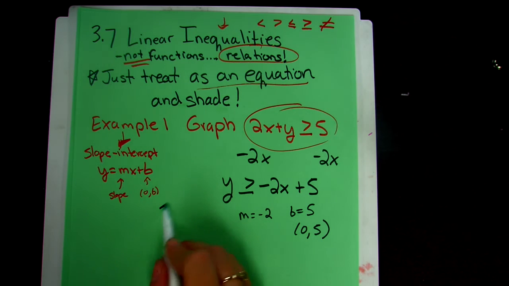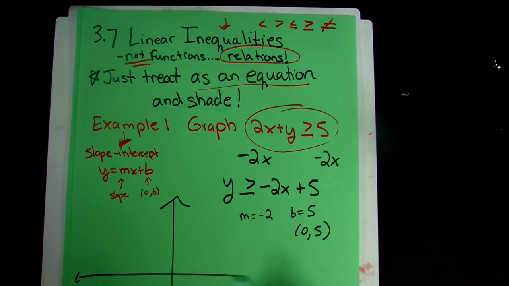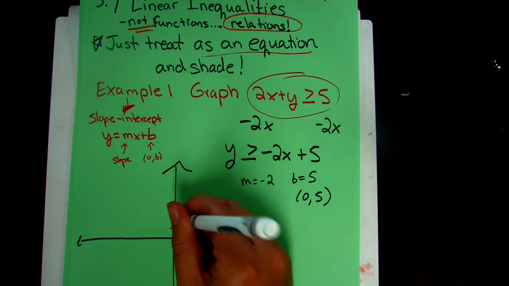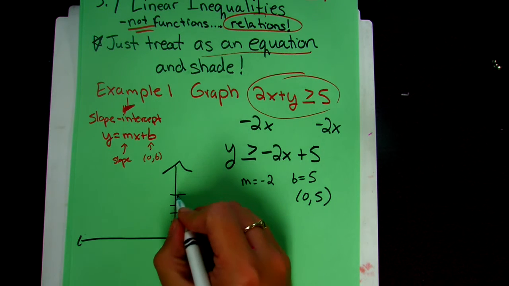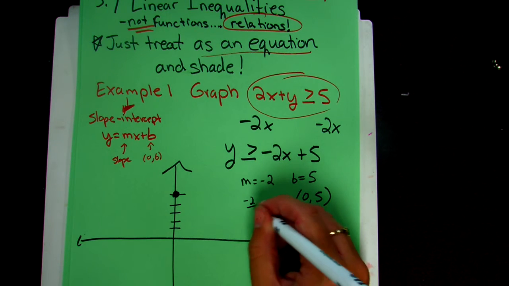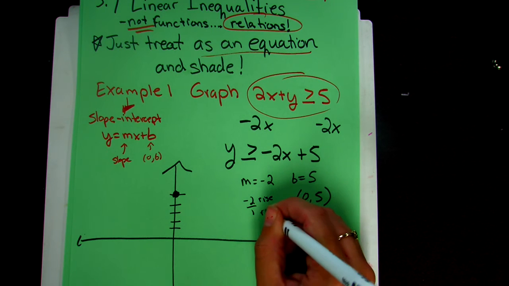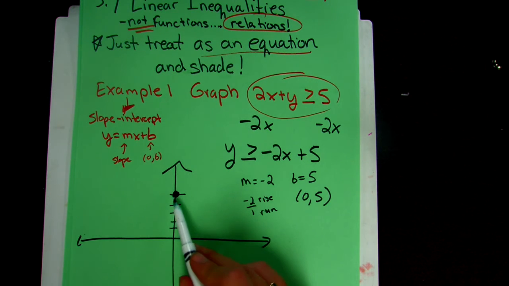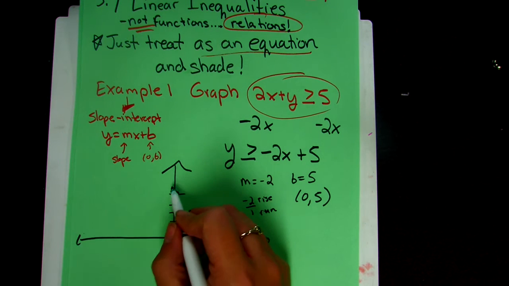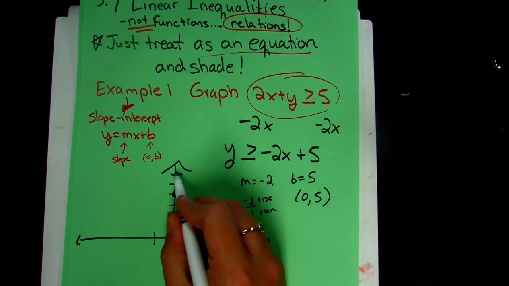So I'm going to go ahead and make a coordinate plane. I'm going to plot my y-intercept, 0, 5. All right, and then I'm going to use my slope. My slope is negative 2. So remember, slope is rise over run. So I'm going to rise negative 2, which means I'm going to go down, and then I'm going to run 1. So rise negative 2, run 1. That's my first point. And then I'll go opposite. So up 2 and then to the left 1.